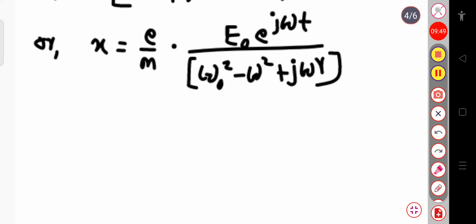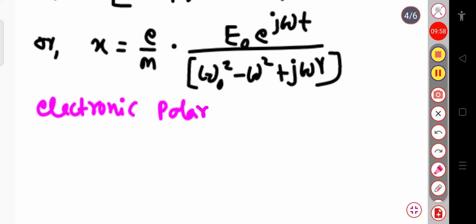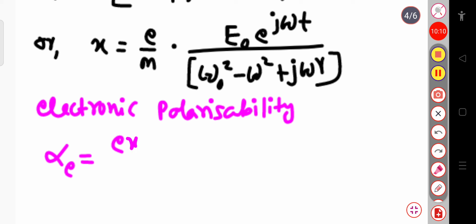But the electronic polarizability can be written as, electronic polarizability expression. Electronic polarizability can be written as alpha E equal to, suppose the symbol is alpha, that is E for the electronic, so alpha E will be equal to simply e x divided by E naught exponential j omega t. Okay, this is the expression for the electronic polarizability.